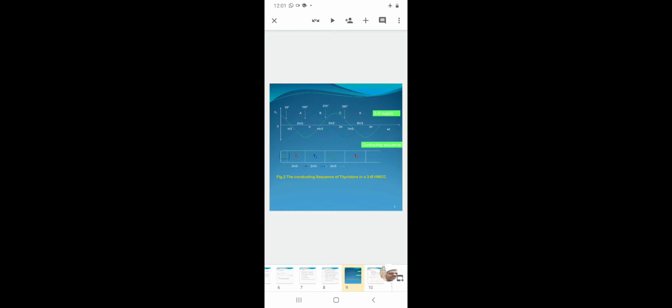So this conduction sequence is continuous. Within 1 second, 50 cycles of output are produced. So this is the conduction sequence of thyristors.